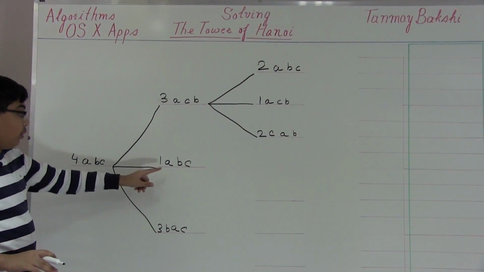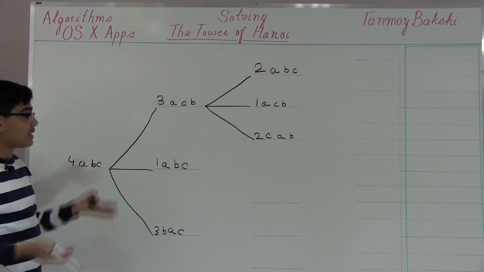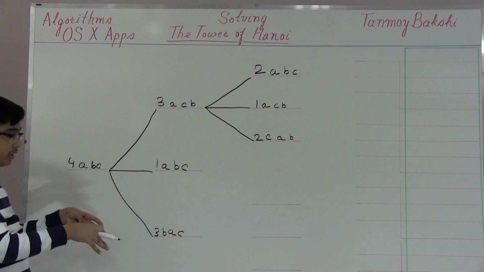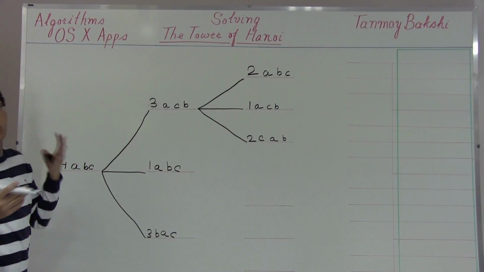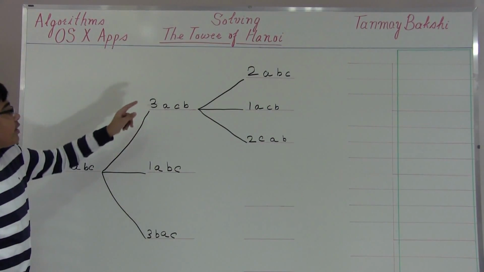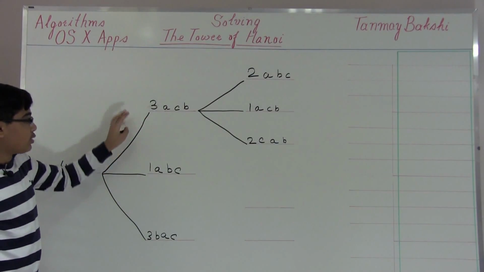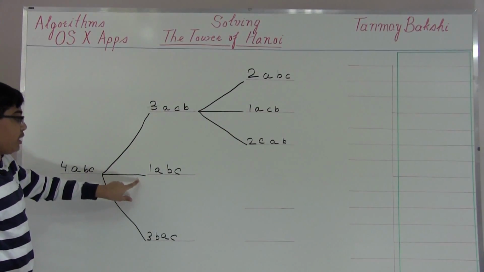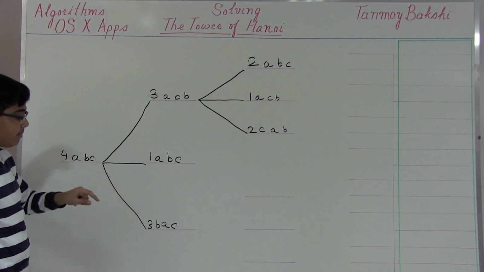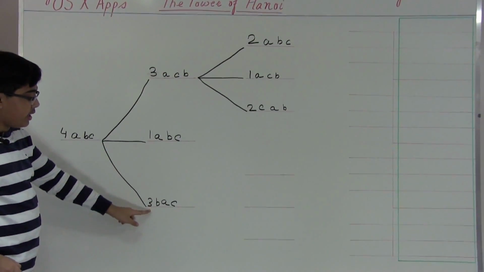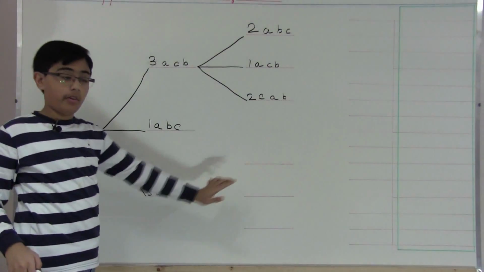But first of all, we know one cannot be extended. That's the simplest thing you can do. Just move one disk from A to C. You don't need instructions on how to do that. But moving three disks from A to B, you need instructions. So this will be continued. This is just going to stop right here, and I'm going to tell you what we're going to do with this. But this is, again, 3, not 1, so we're going to extend it further.